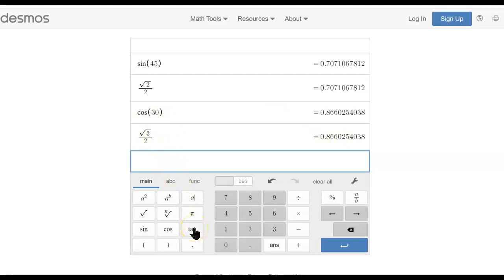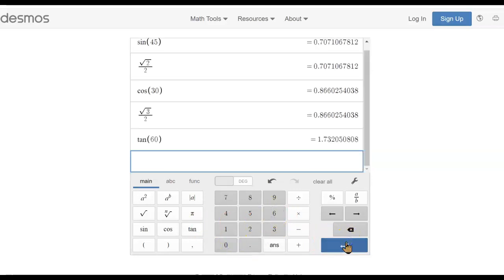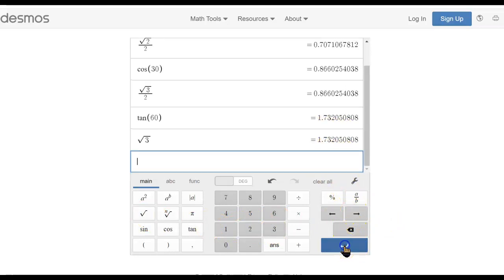Suppose we wanted to look at the tangent of 60 degrees. We get this number 1.732 and so on. We don't really know exactly what that is, and so this is one that you would want to be able to calculate by hand, thinking about what the sine and the cosine of those values are. It turns out that the tangent of 60 degrees is the square root of 3. And I can see that those two values match up.